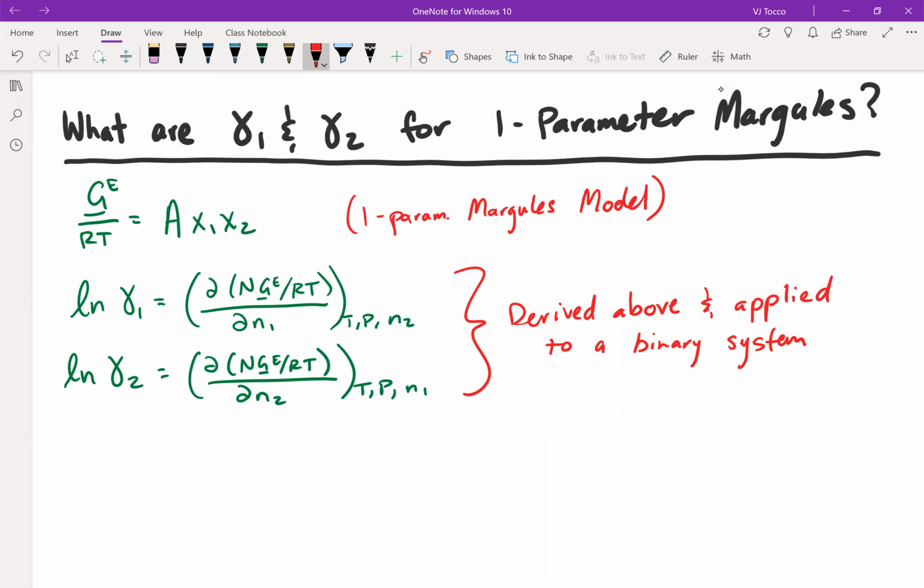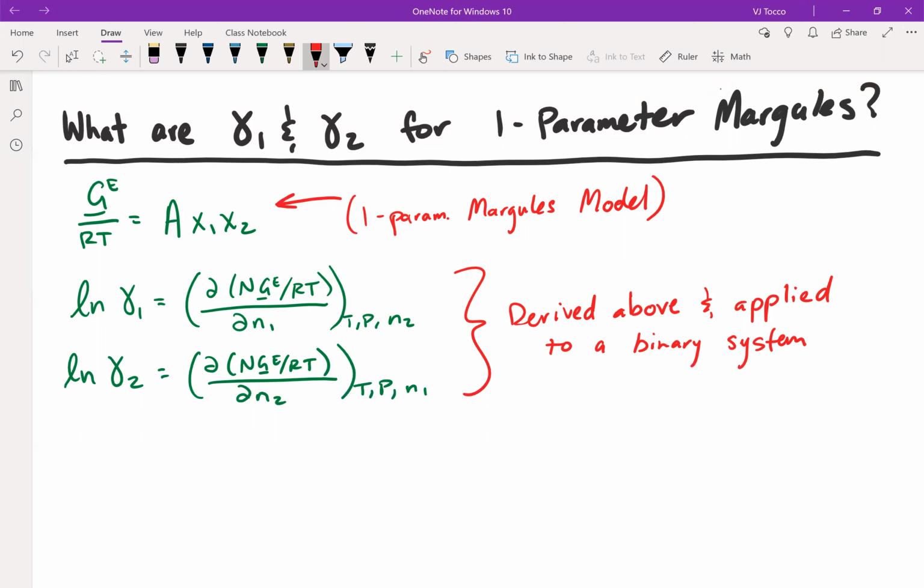All right, so let's talk about how to find a mathematical model for gamma 1 and gamma 2 for the 1-parameter Margules. I've simply copied the definition of the 1-parameter Margules model here. So we've got a model for the excess molar Gibbs free energy divided by RT equal to the parameter A times the mole fraction of component 1 times the mole fraction of component 2. I've also applied our definition for the activity coefficient from above to a binary system. Where I had i's and j's before, I've substituted component 1 and component 2.